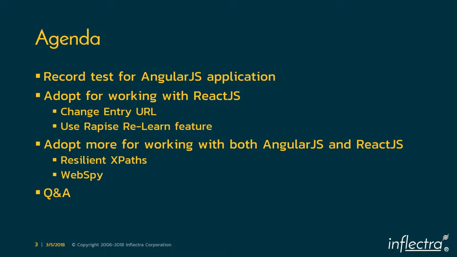We'll then look at some more advanced cases where we can make our software test cases more resilient, so that way they can work with both the AngularJS and ReactJS applications at the same time. And the two parts we'll be looking at will be how to write resilient XPath syntax and also how to use the WebSpy tool within Rapise to make this easier. And after that, we have a Q&A.